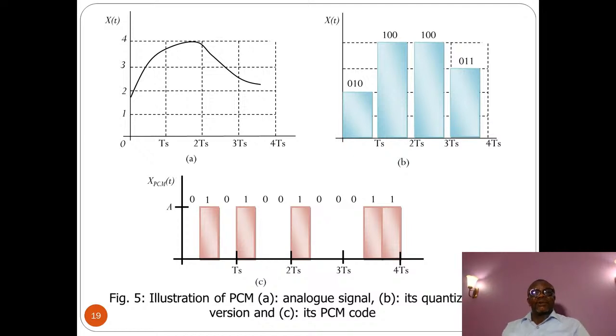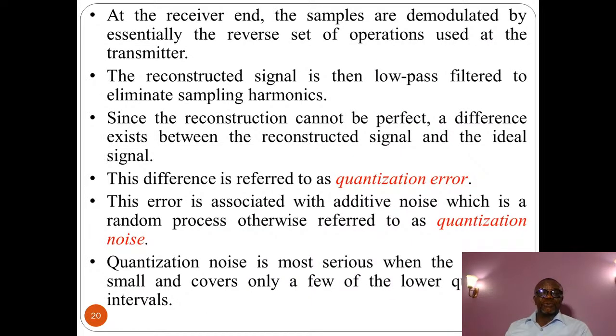So these errors add up and occur in the final reconstruction as noise. That is why we say that the error is associated with additive noise, which is a random process, otherwise referred to as quantization noise. So quantization noise is most serious when the signal is small and covers only a few of the lower quantizing intervals.